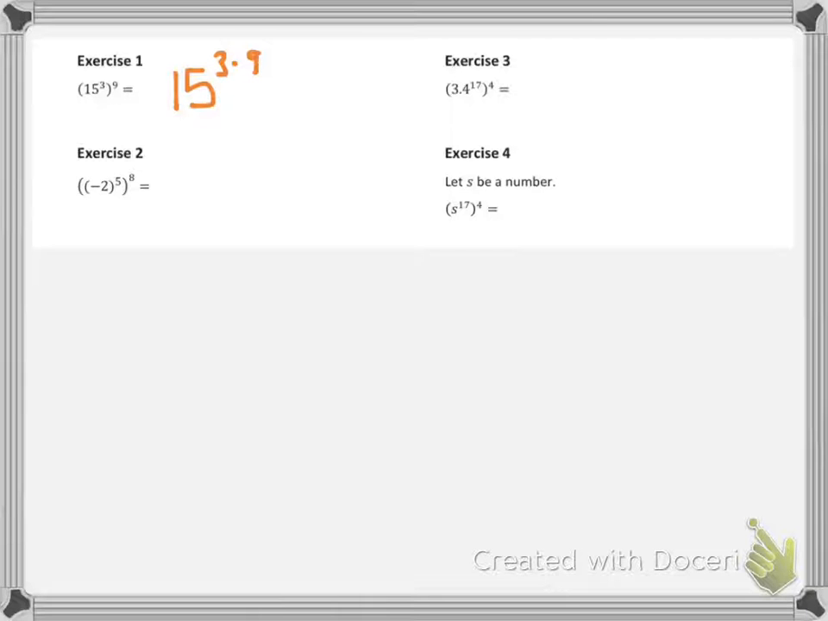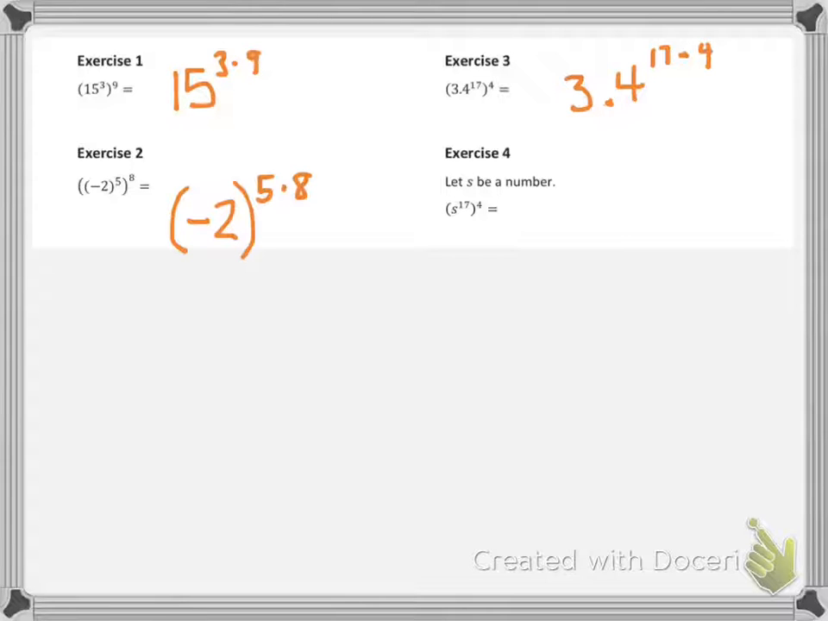Exercise 2, I have negative 2 raised to the 5th power, and then that entire thing is raised to the 8th power. So this is going to be negative 2 raised to the 5 times 8. Negative 2 raised to the 5 times 8 would be negative 2 to the 40th power. Okay, next one, exercise 3. I have a 3.4, so my base is going to stay the same, 3.4, and I'm going to raise that to the 17 times 4. So 17 times 4 would be 68, 3.4 to the 68th power.